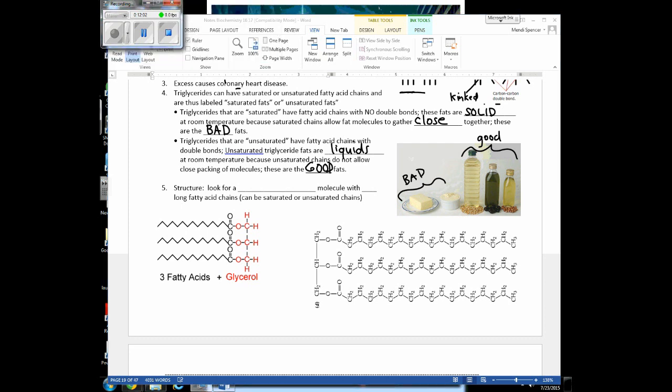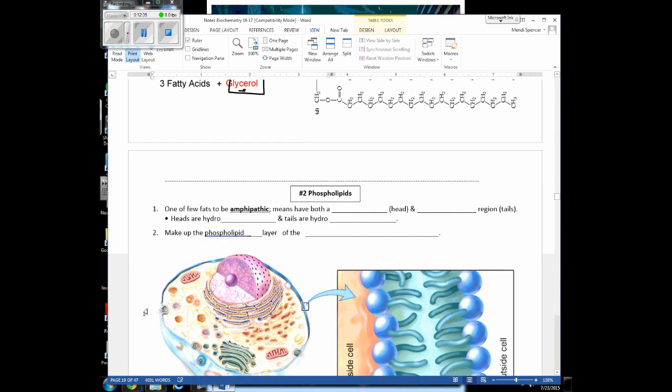Now you have to be able to recognize structures of these different molecules. So when you're looking for triglycerides, look for two things. Of course, you're going to see those 3 long fatty acid chains, but then there's another part, and you might hear the name of it, or they might label it for you. If you see that glycerol, that molecule that these fatty acids are hooked to, then you know that you're dealing with a fat. So there's a couple diagrams that show you structures of triglycerides.